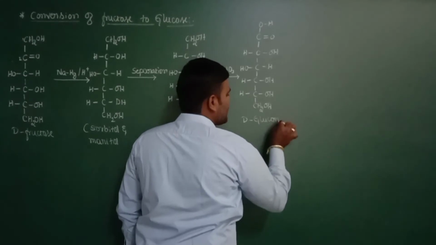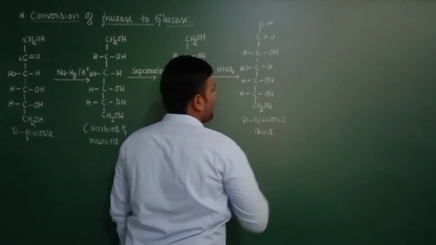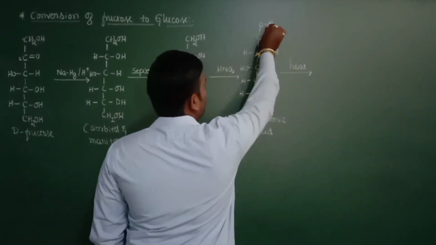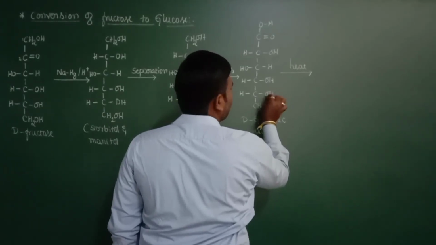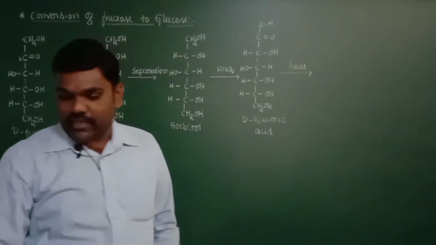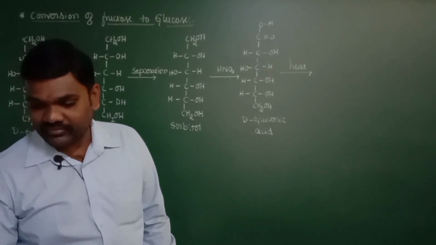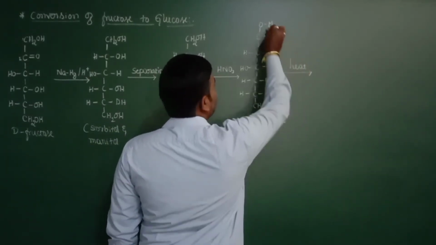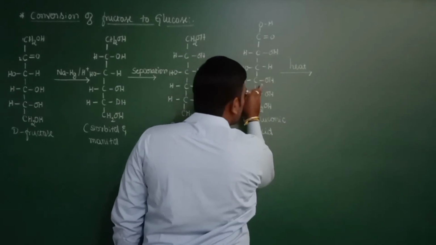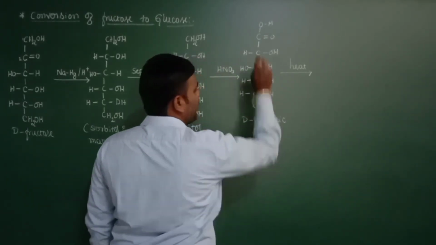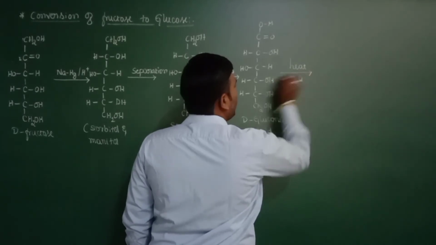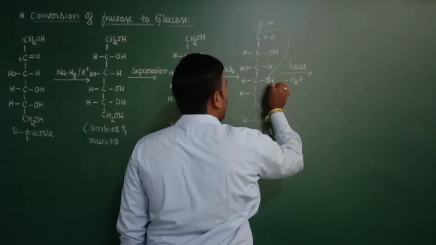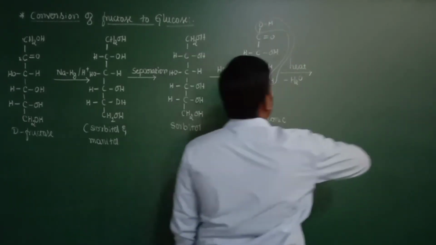D-gluconic acid. And this D-gluconic acid is further heated to a mild extent, wherein the carboxylic acid and the OH group present at the fourth position will interact so as to eliminate one molecule of H2O. That means this complete OH and this OH will interact so as to eliminate water.